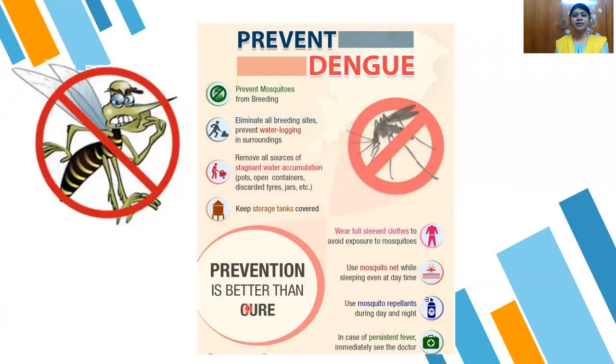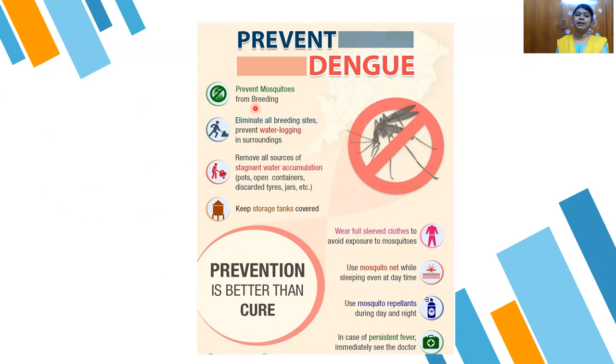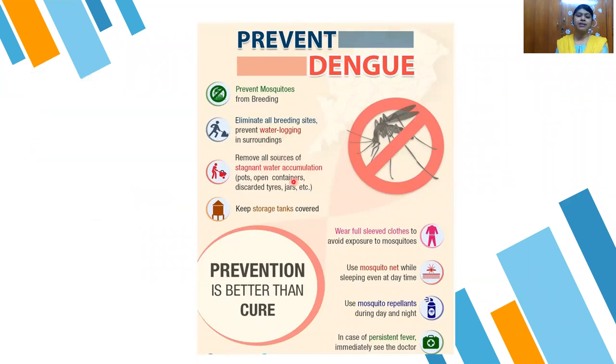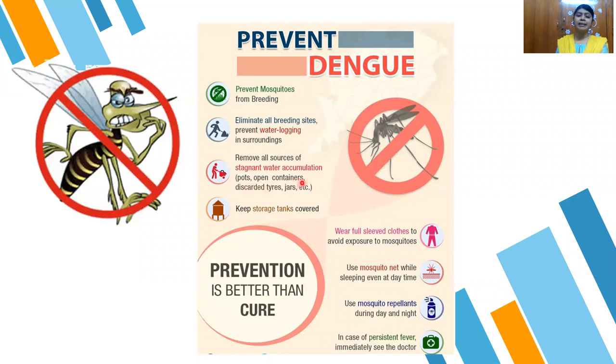Finally, to prevent dengue, prevent mosquitoes from breeding. We can do that by eliminating all the breeding sites, wherever the water is stagnating or wherever there is waterlogging in and around the environment. Make sure that there is no waterlogging. Remove all sources of stagnant water, whether from pots, open containers, discarded tires, or jars. Keep storage tanks always covered.